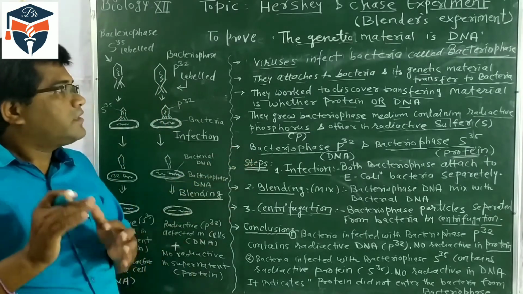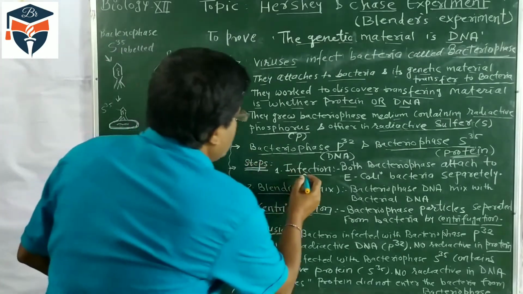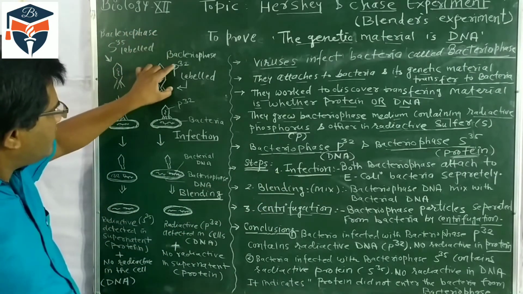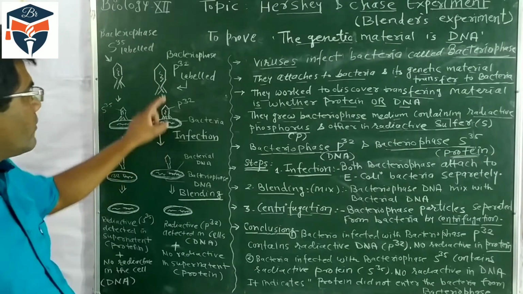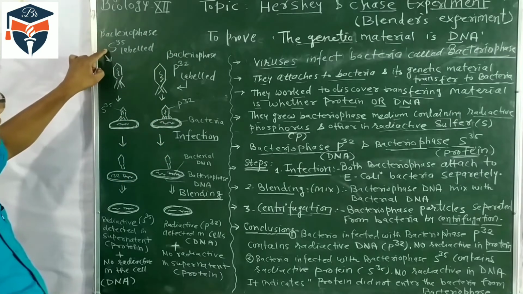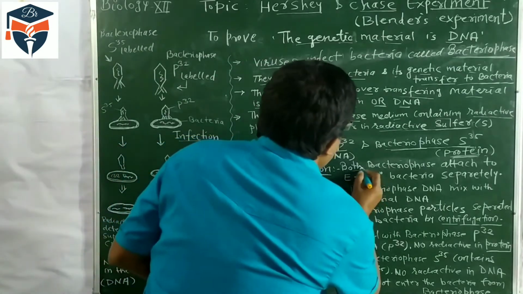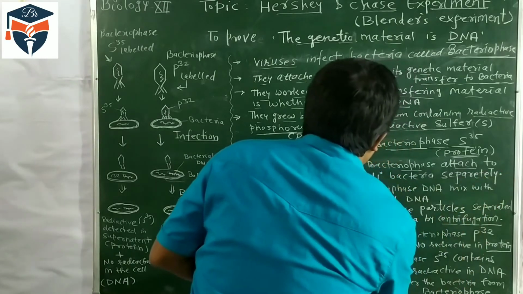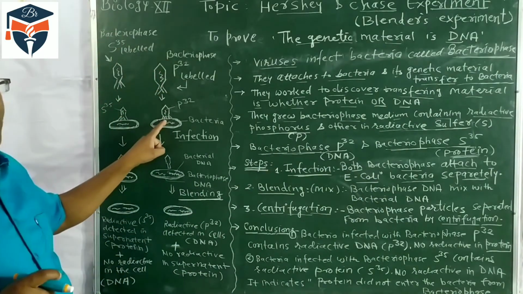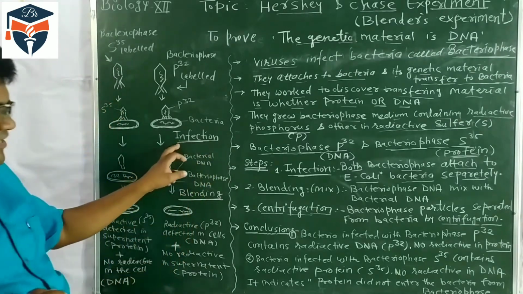Now, there are three steps in the blender experiment, or Hershey and Chase experiment. The first step is infection. What is infection? The bacteriophage which contains P32 attacks the bacteria. Similarly, the bacteriophage which contains sulfur 35 attacks the bacteria. Both bacteriophages attach to E. coli bacteria separately. This process is called infection.